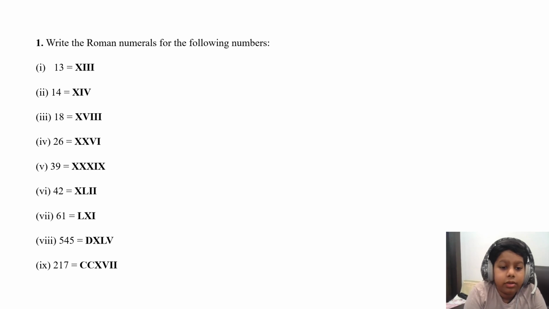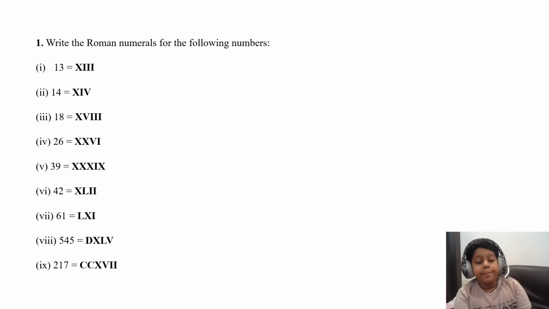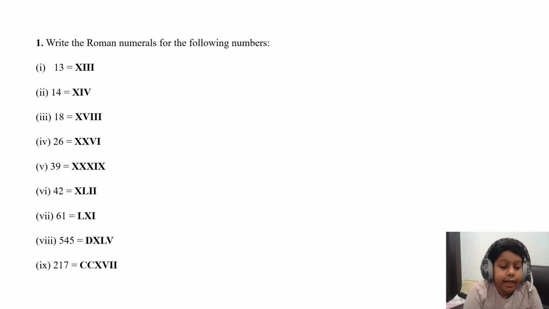Write the Roman numerals for the following numbers. 13 equals XIII, 14 equals XIV, 18 equals XVIII, 26 equals XXVI, 39 equals XXXIX, 42 equals XLII, 62 equals LXII, 545 equals DXLV, 217 equals CCXVII.